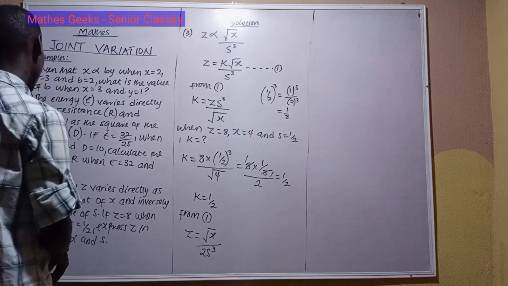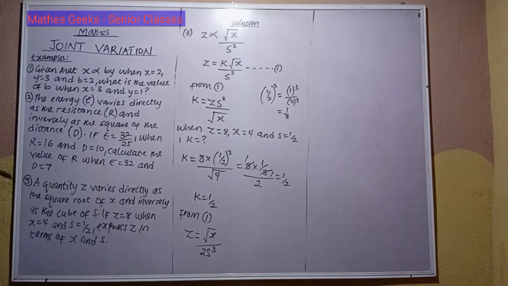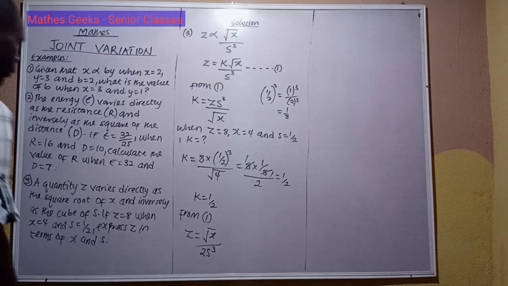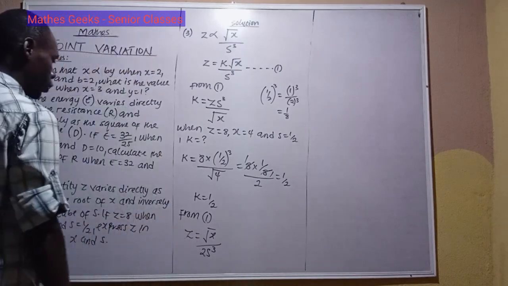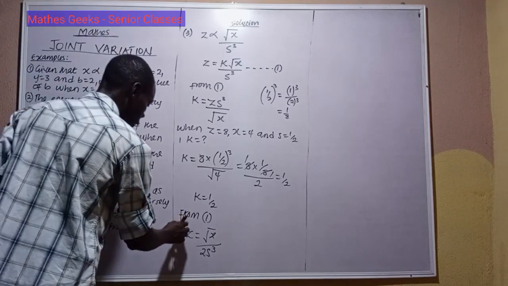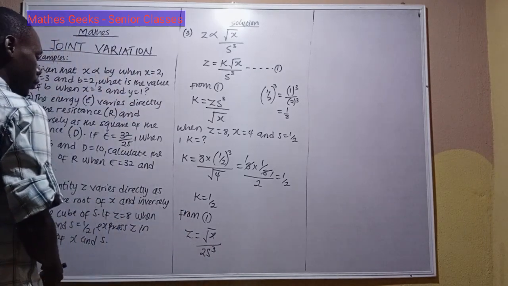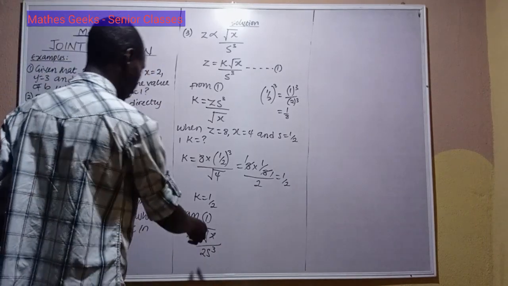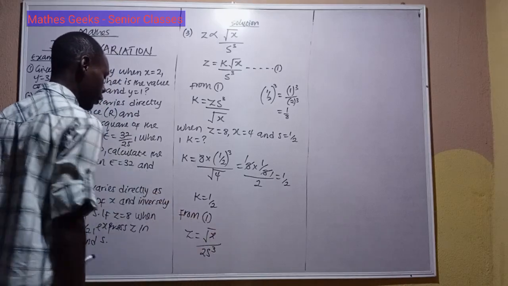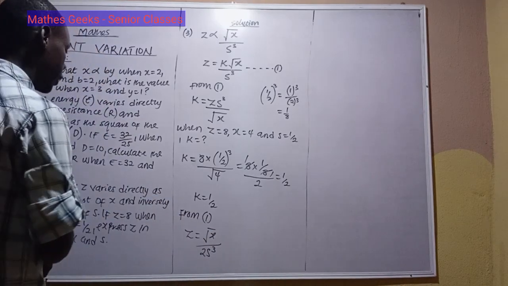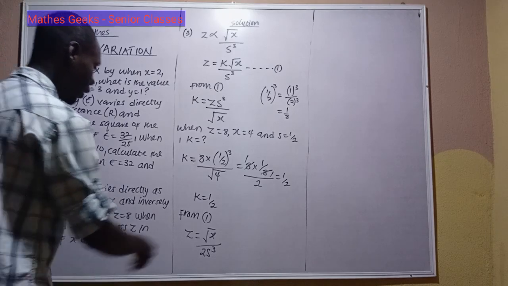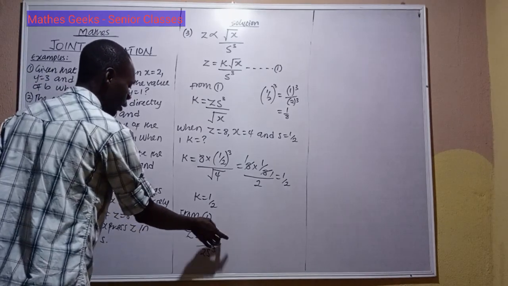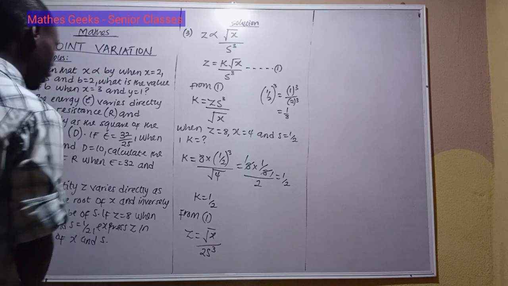So the question says, express z in terms of x and s. To express z in terms of x and s means that z should be the subject of the formula, which in this case it is. So z is expressed in terms of x and s. Or another way to say it, z is the subject of the formula, or this is the formula connecting z, x, and s together. So that's the answer.